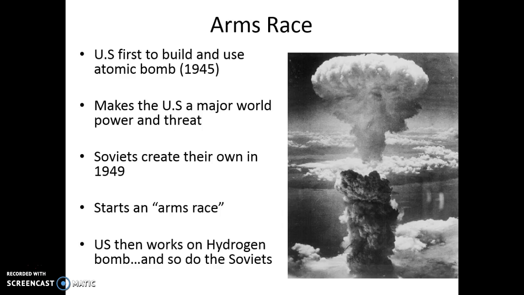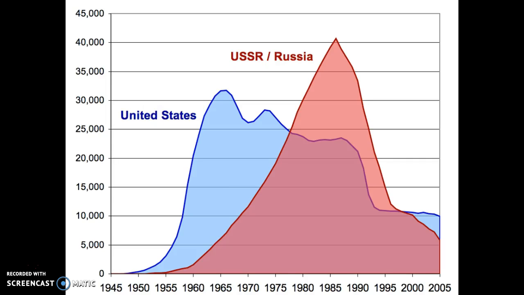The United States is going to work on a much more powerful hydrogen bomb, and then of course the Soviet Union is going to develop its own hydrogen bomb, until we get to a point where this graph shows that really at about the peak, the United States gets to somewhere between 31 and 32,000 nuclear warheads at about 1965. And the Soviet Union actually surpasses that by the late 1980s. The Soviet Union has about 40,000. But you could see that during the actual height of the Cold War, the United States had many more nuclear warheads than the Soviet Union.